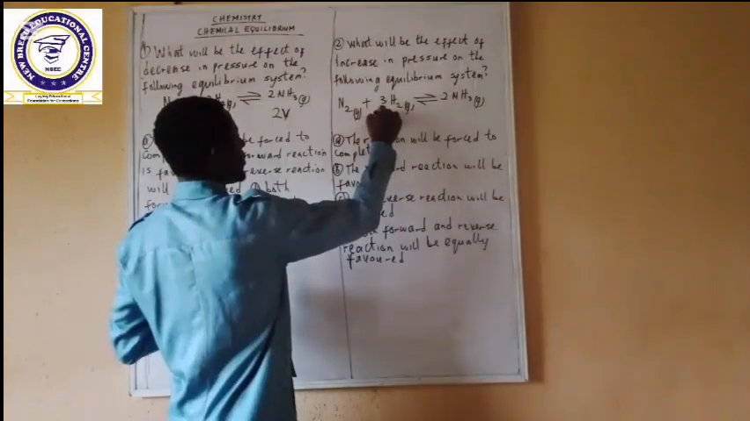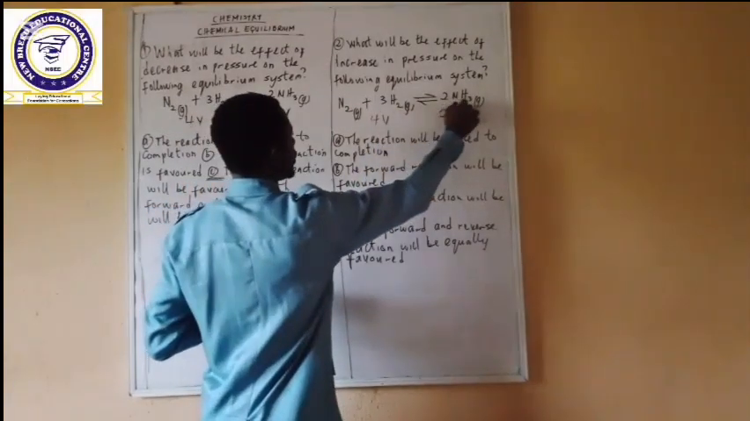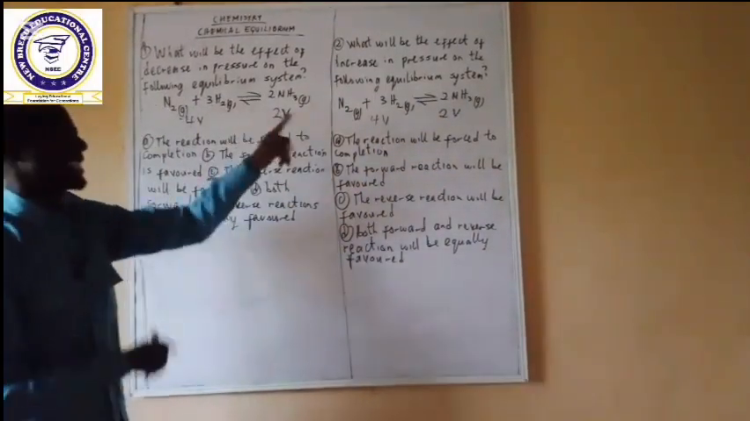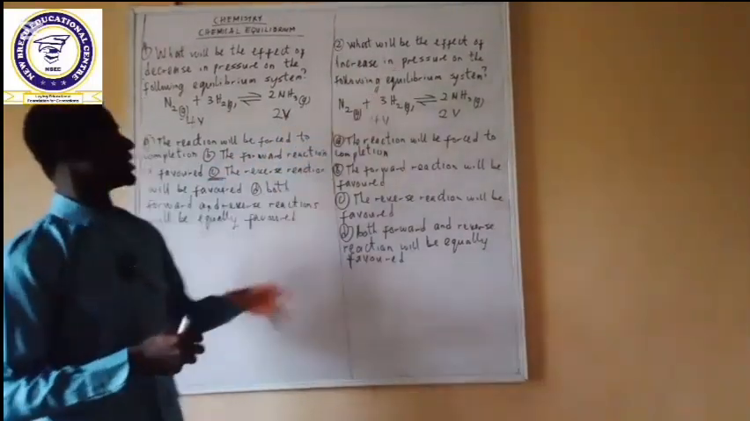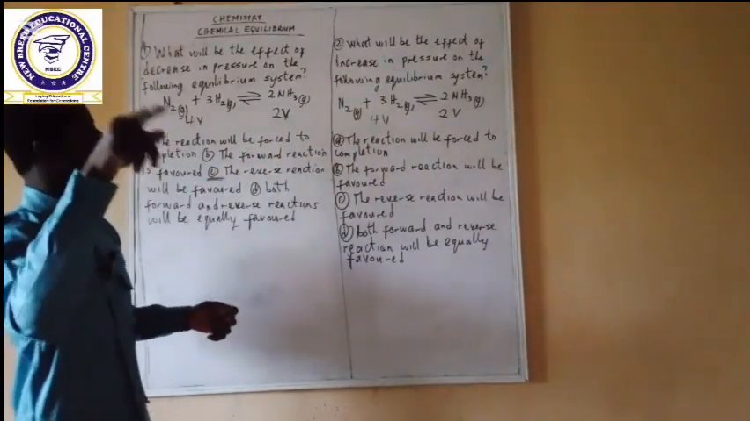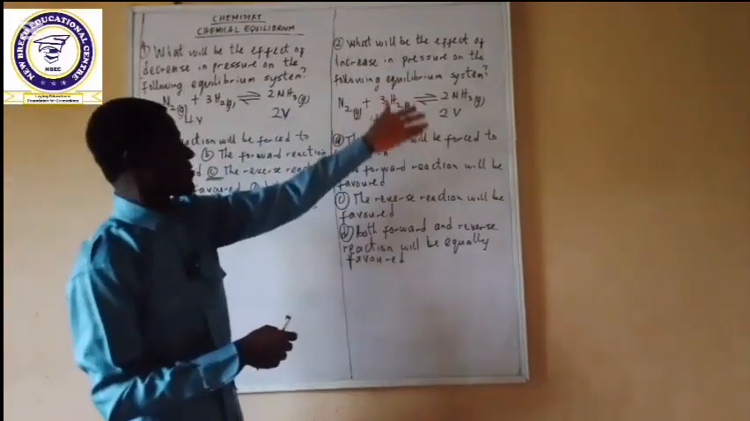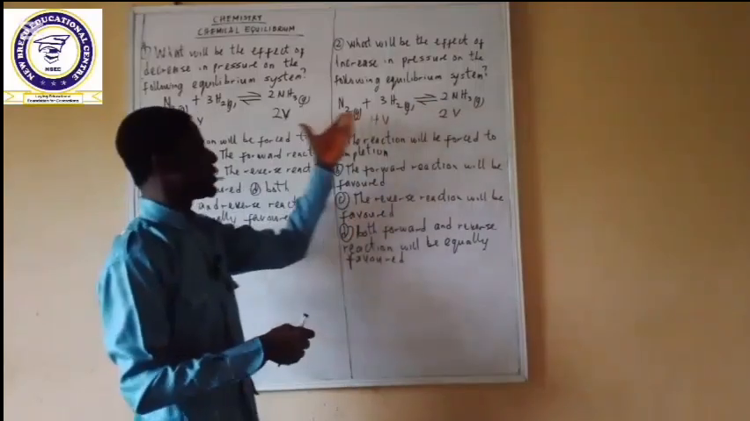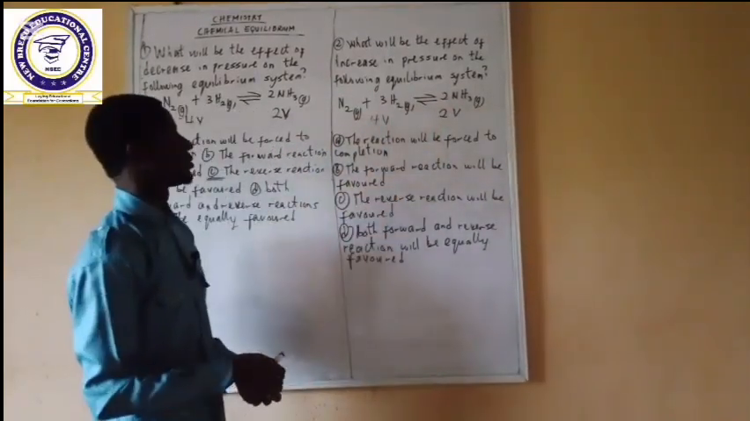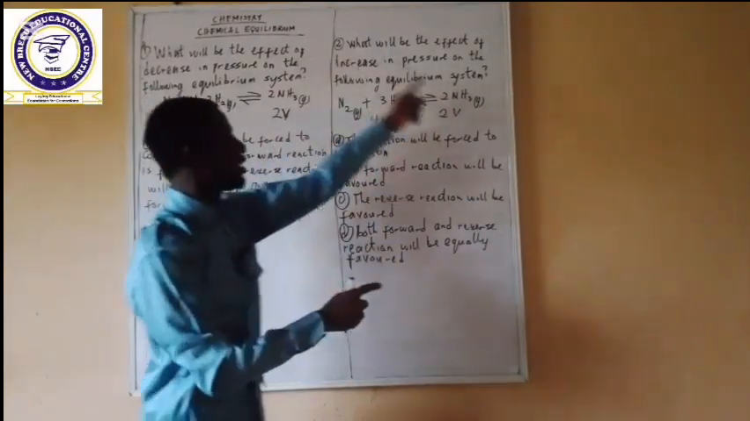Here we have 4 volume and we have 2 volume. And we know that pressure is inversely proportional to volume. Whenever you increase the pressure of a system, the volume is going to decrease. So increase in pressure is going to affect the side that has lower volume. The side that has lower volume is the forward reaction.